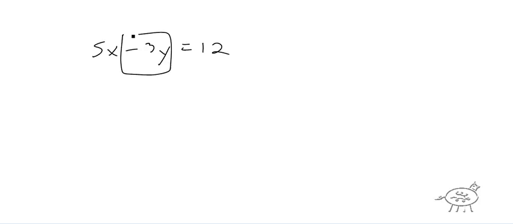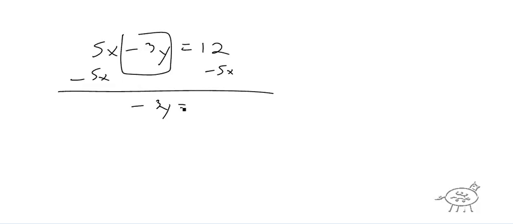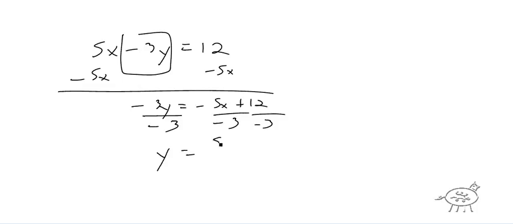Well, you want to isolate the y, so we're going to subtract 5x first. So negative 3y equals negative 5x plus 12. Divide everything by negative 3. So y equals a negative over negative is a positive. So 5/3 x minus 4. Okay, and we can do this one here. What values are you going to pick? X and y.